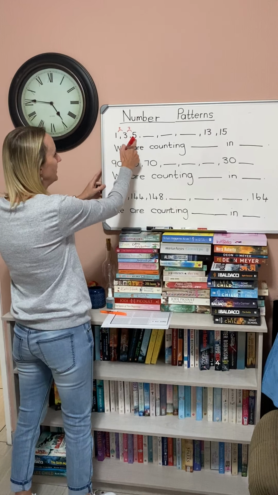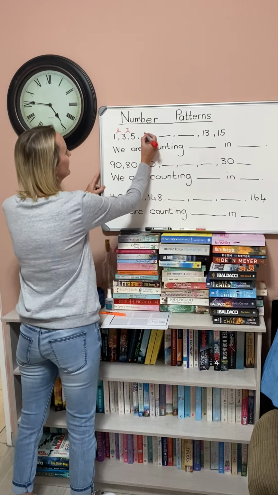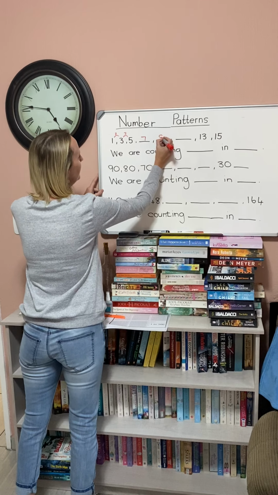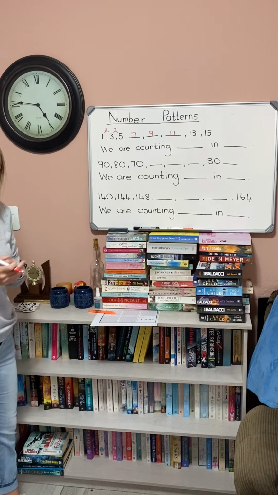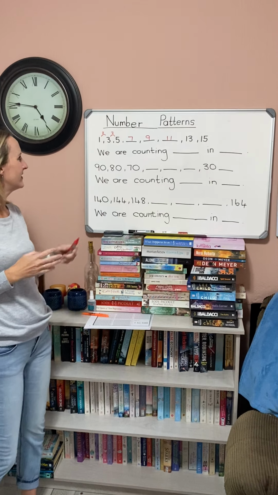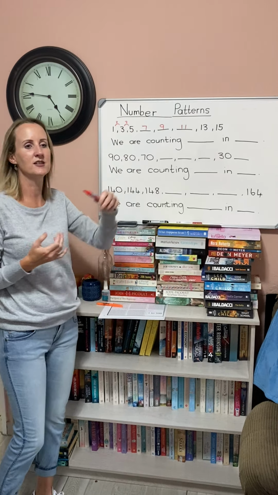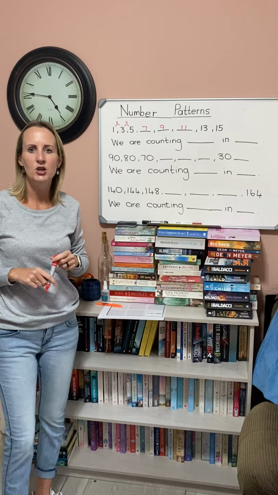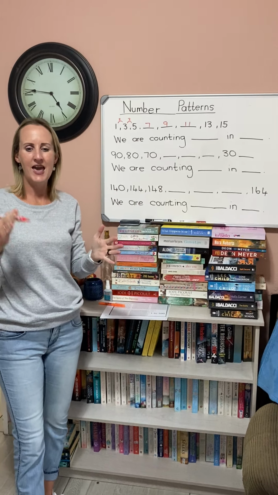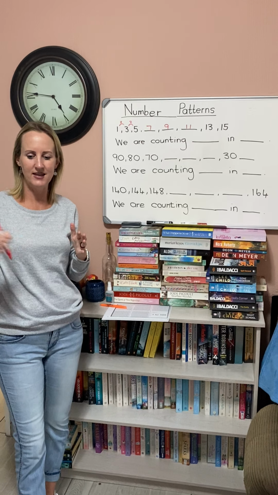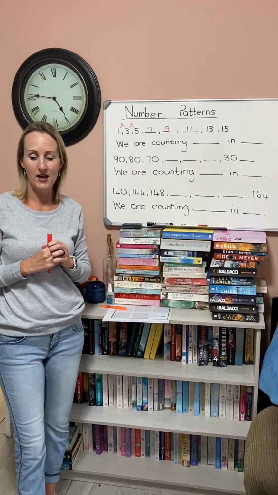So we've got 1, 3, 5, 7, 9, 11, and then 13 and 15. Then boys and girls, in grade 3, it's great that you can do the number pattern, but as a second part, you need to tell me if we're counting forwards, if we're counting backwards, and what you are counting in. So I can see that you understand how you are counting.